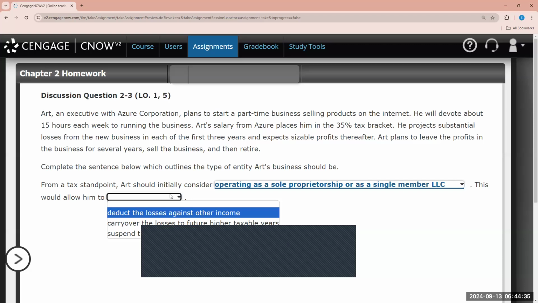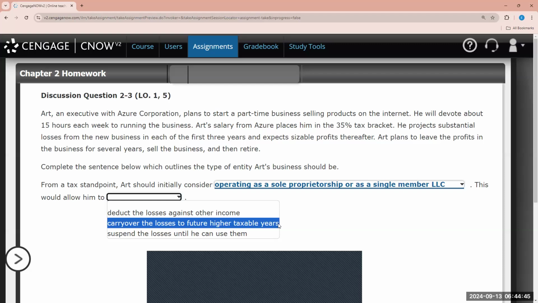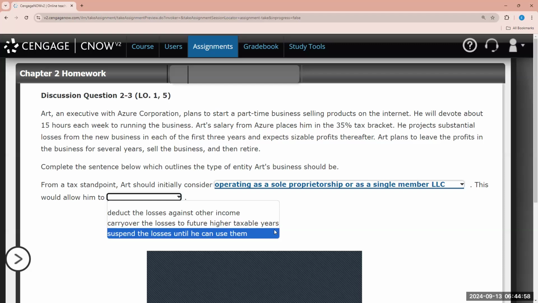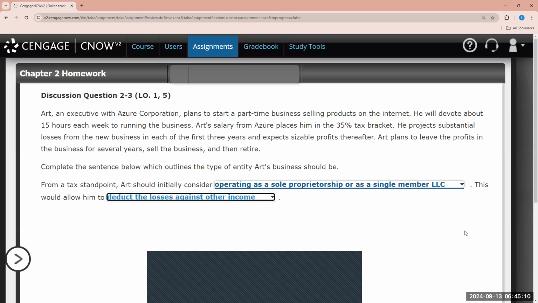This would allow him to deduct the losses against other income is correct, but you always want to go through all of the answers. Carry over the losses to future higher taxable years. In the event that he chose to structure the business as a C corporation, this would be the answer. He wouldn't lose the loss. He just wouldn't get the benefit in the current year. So it would carry forward. Suspend the losses until he can use them. No, right? So the correct answer is operate as a sole proprietorship or as a single member LLC. This would allow him to deduct the losses against other income.